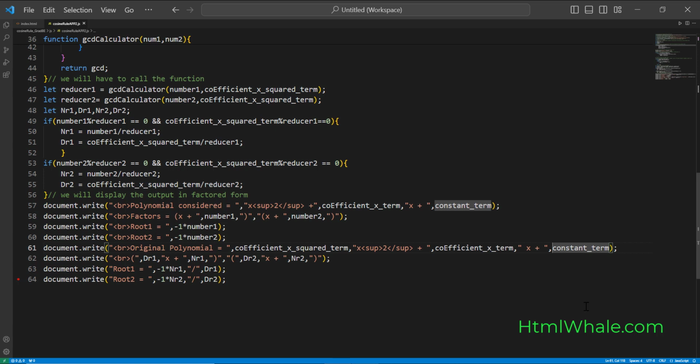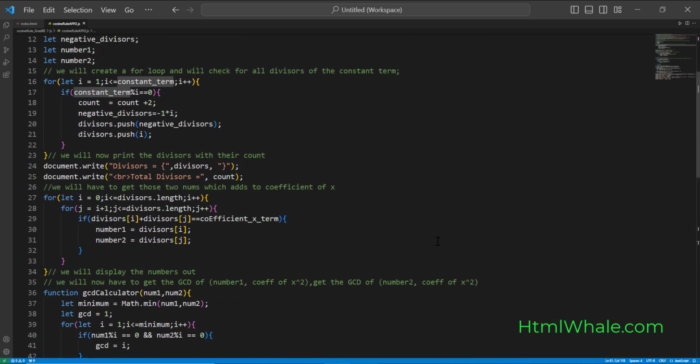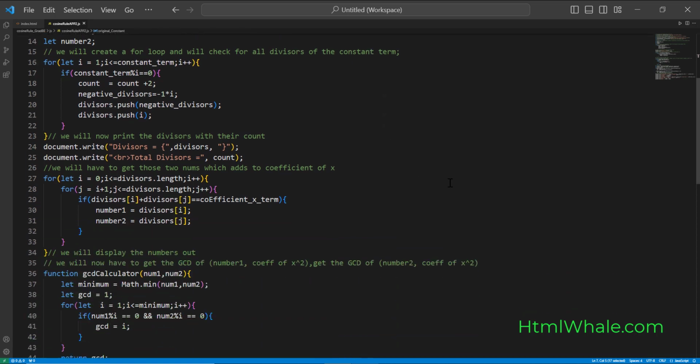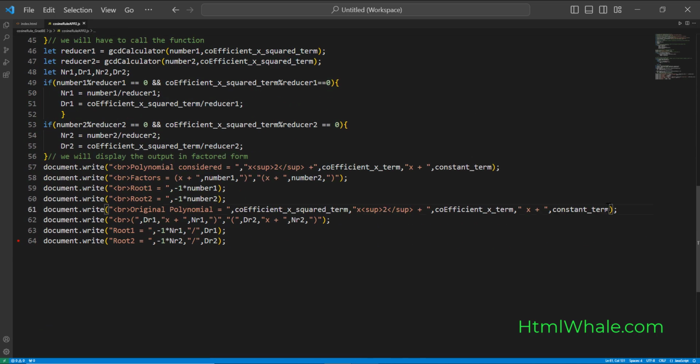So what I'm going to do is I will have to declare a variable, right? So I'm going to say let the original constant be this. I will enter the original constant. I will also ask for the original constant, right? And that is actually going to be the term that is placed there. So that one would complete the entire requirement. So no matter what the polynomial's coefficients are, we would still be able to get this out, right?